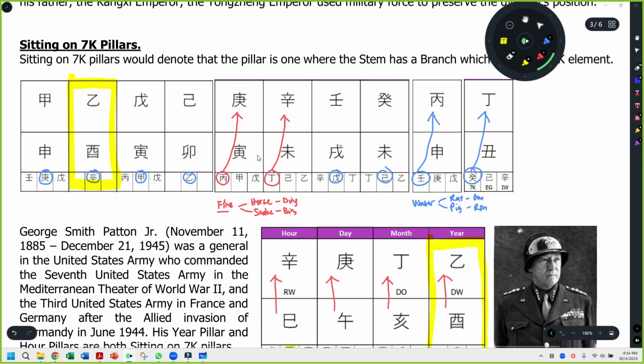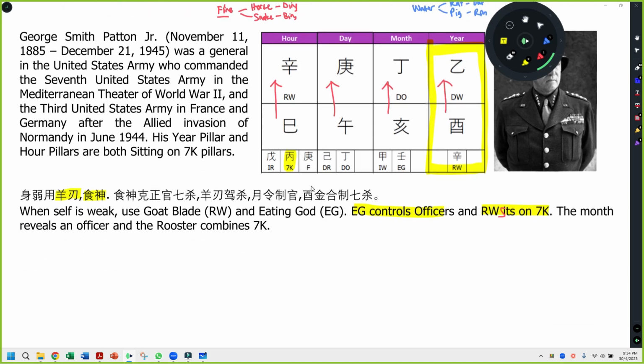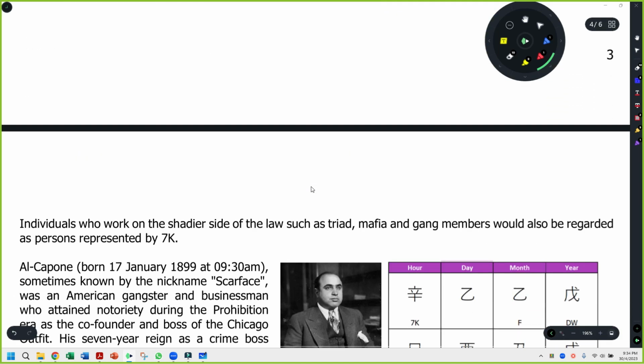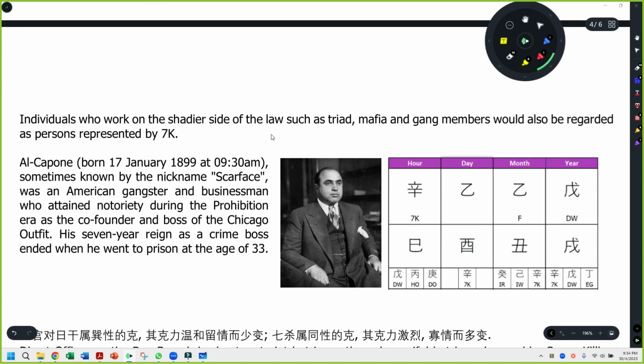Don't take too much effort to go and memorize all these things. Not necessary. All you need to do is just remember the 5 elements, and that will be good by itself. Now here, sitting on 7 killing. The thing about 7 killing is it is associated with the indirect officers, the criminals, the mafia boss, the gangsters, the triad. And therefore, these are people also represented by 7.